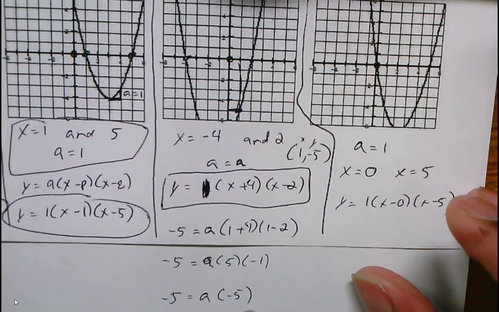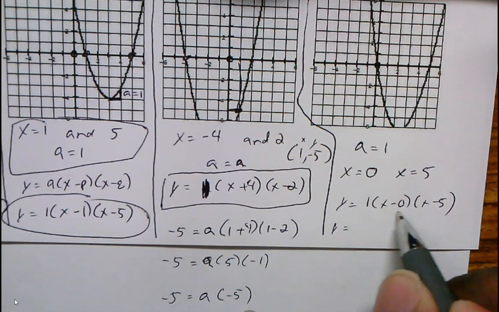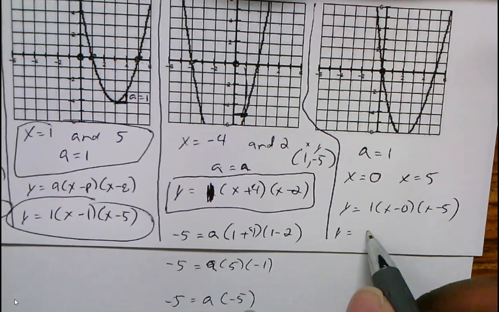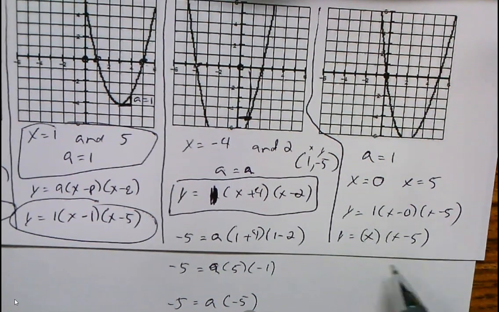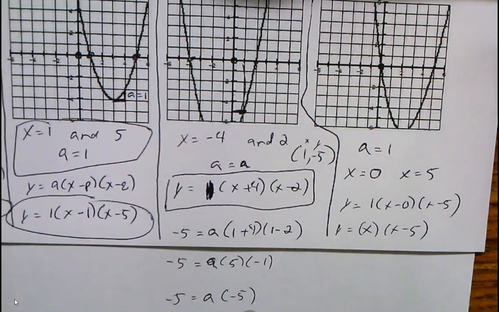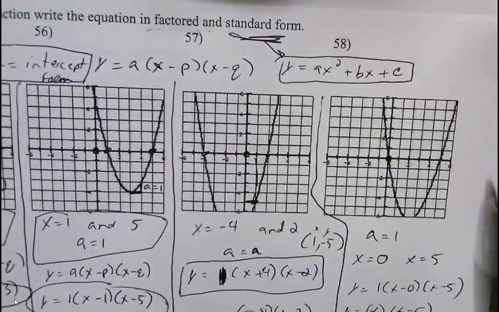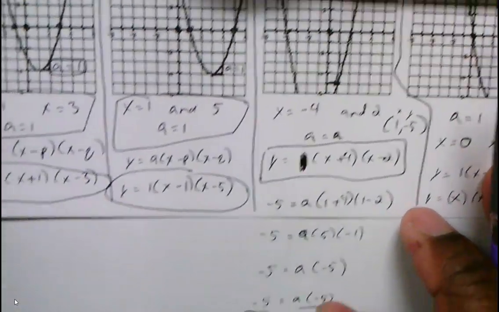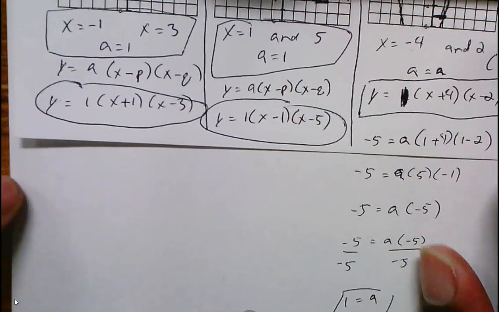So truth be told, I really wouldn't write x subtract 0 after that line, so I'm going to call that x and x subtract 5. And the 1 is understood in front anyway. So that's the factored form for that equation. The second part of that equation says write in standard form. Now, if you want to write in standard form, I can tell you one, but there's another video I have already posted on writing in standard form.